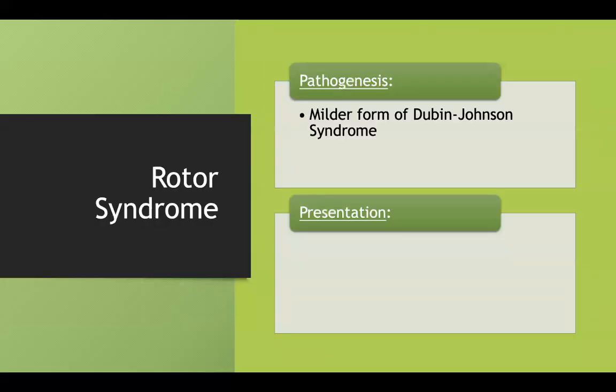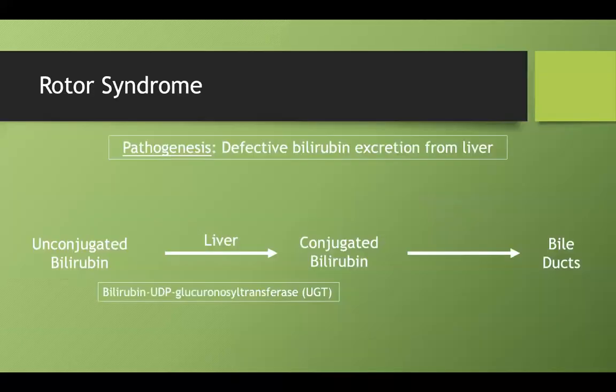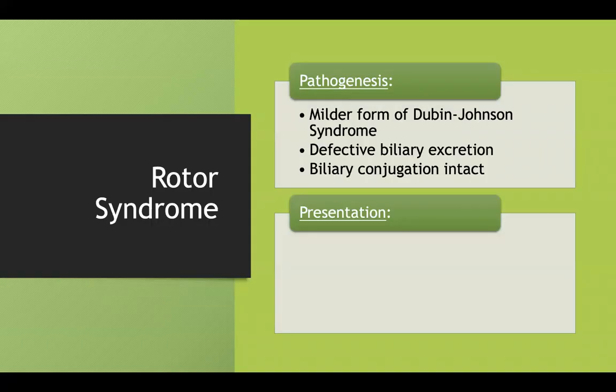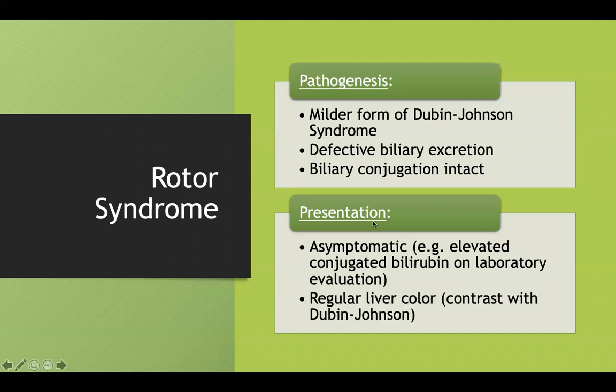Let's talk about Rotor syndrome now. So this is an even milder form of Dubin-Johnson. And again, it's just defective biliary excretion, but you can conjugate it just fine. So it's the same thing we just talked about in Dubin-Johnson, where this isn't working, so you might get an elevated conjugated bilirubin. And this time, instead of having that dark liver that we saw in Dubin-Johnson, the liver color is regular. It's your normal liver color. So the R in Rotor syndrome will remind you of the regular liver color.